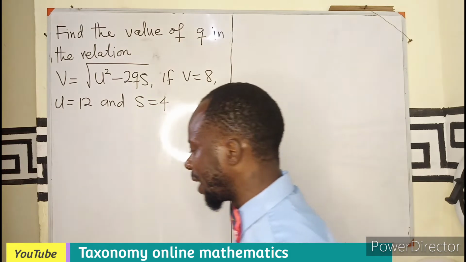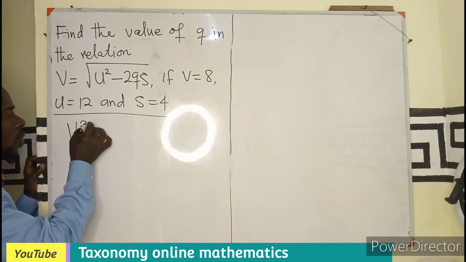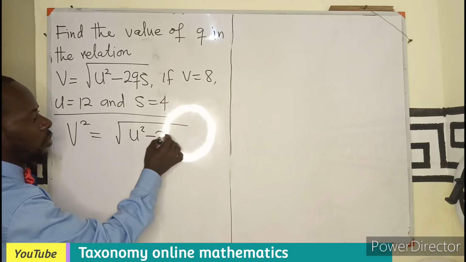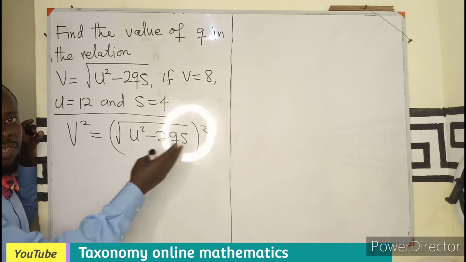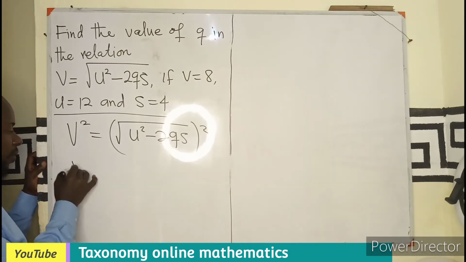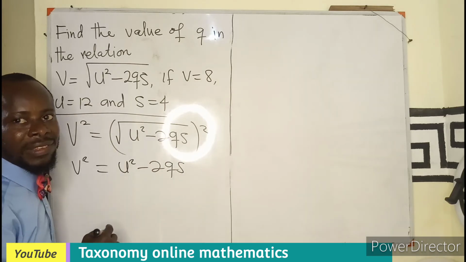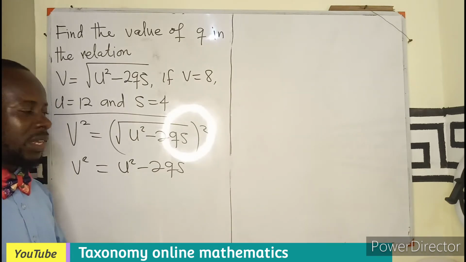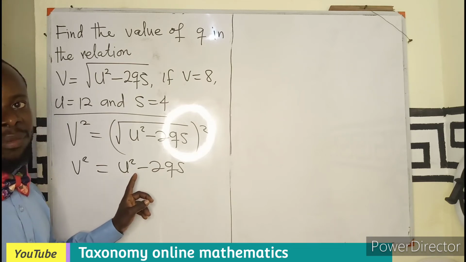And the only way we can cancel the square root is by squaring both sides. If I square both sides, I'll be having V squared equals the root of U squared minus 2QS, all squared. So I'm squaring both sides of the equation, whereby this will cancel your root. So we'll be left with V squared equals U squared minus 2QS. Now what do we do here? We are looking for the Q. You can see the Q is attached to other numbers by multiplication and attached to U by subtraction.